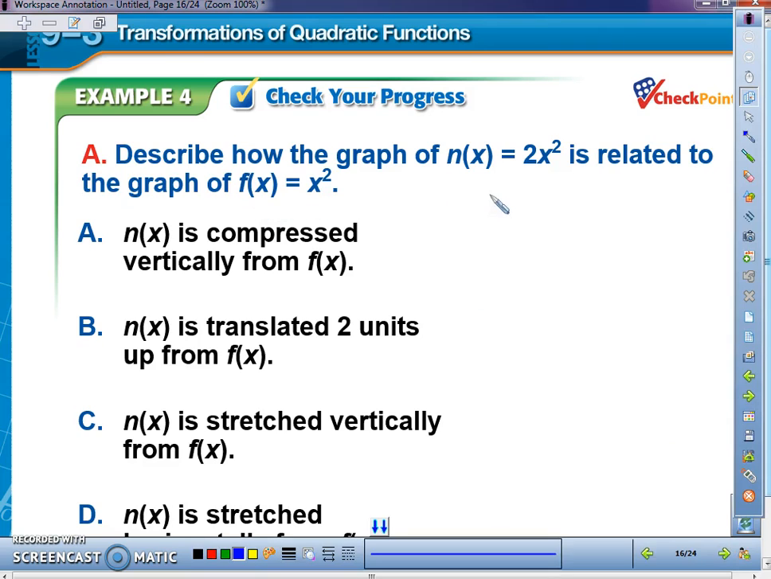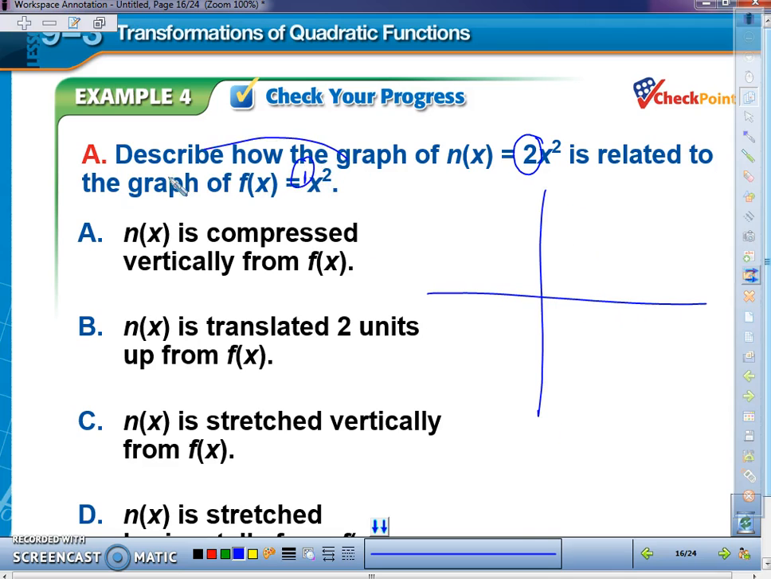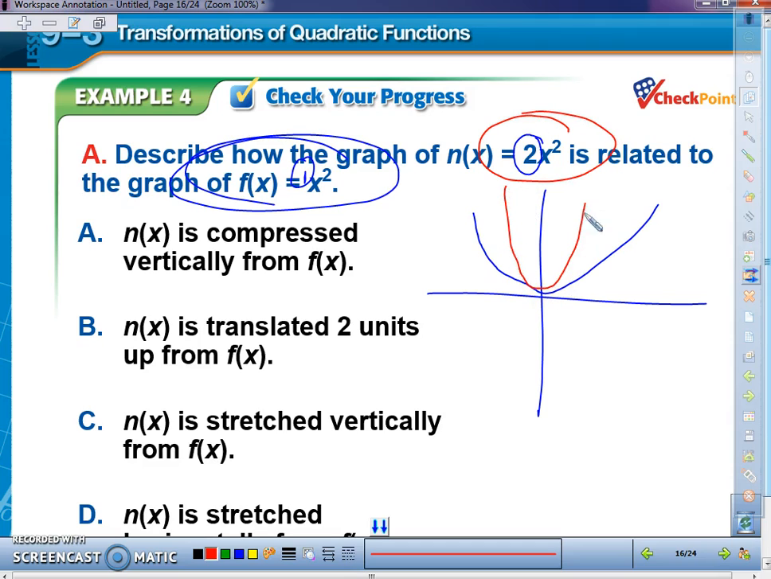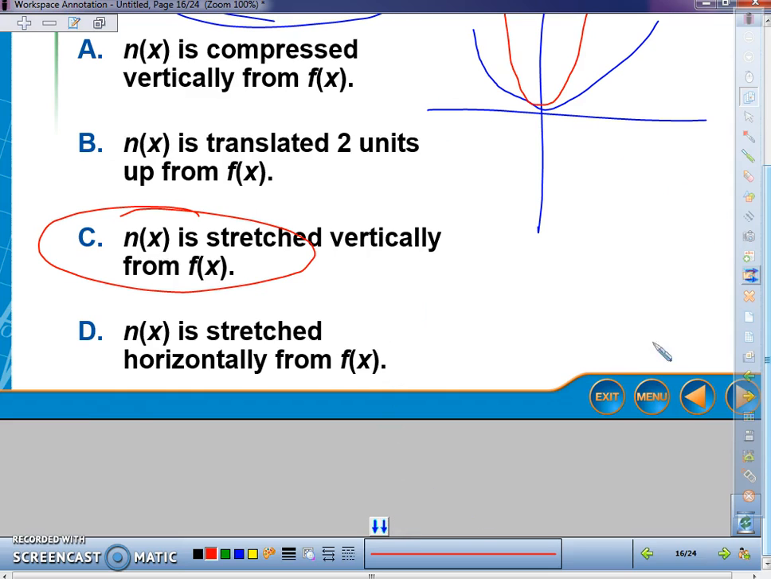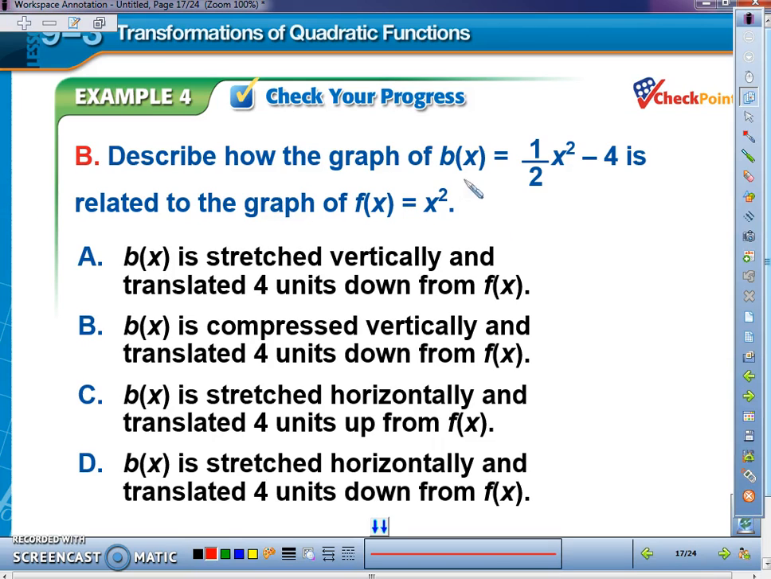All right, describe how this graph is related to this graph. So we look, this has a coefficient of 2. This has a coefficient of 1. So this is greater than. So if I was drawing this, and I'm going to say that this is in blue, and this is my standard, okay, then this one in red is going to be a stretch. It's stretched vertically, all right? So this one is stretched from that. Make sure you're looking at which one is mentioned first, okay? All right, and it's not going to be stretched horizontally. It's stretched vertically.